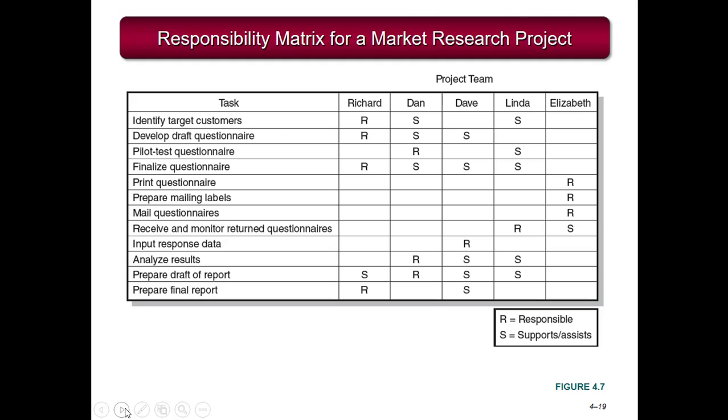So in this next slide is a sample responsibility matrix for a market research project. Notice that the tasks are listed to the left and the names are off in columns to the right. Each task has a responsible person, there's an R for responsible, and then other people who are supporting the task, or if it's blank, then those individuals are not involved on that particular task.